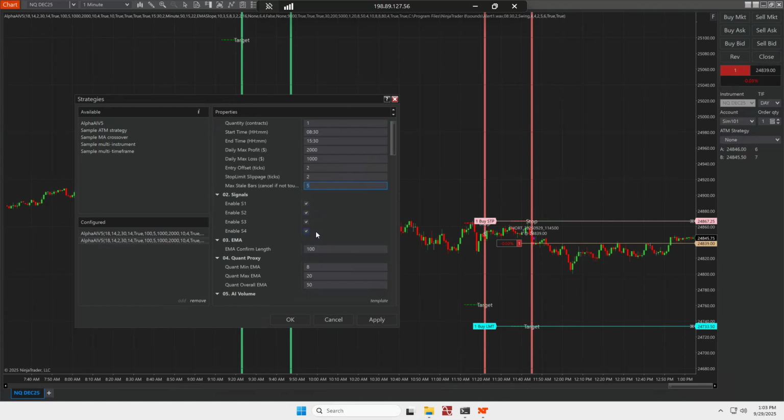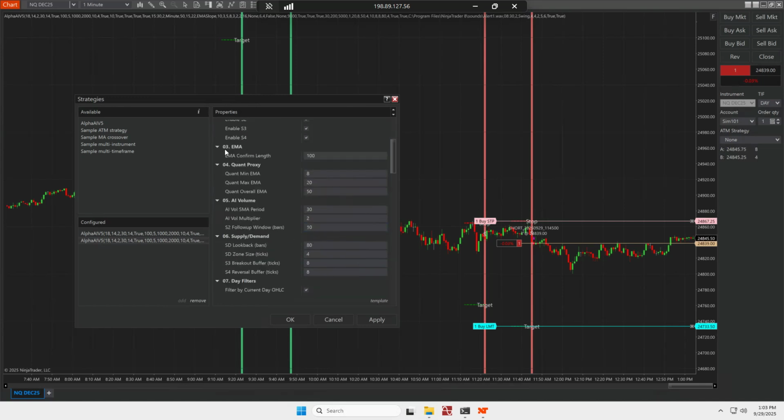Don't touch anything. And then we have the EMA confirmation that we use all day, like the 100 EMA for confirmation. That's 100. And then we have the quant proxy. This, please do not touch anything here. But we can actually play with it if you backtest it. It doesn't matter. The minimum EMA is 8, the max EMA is 20, and the overall is 50.